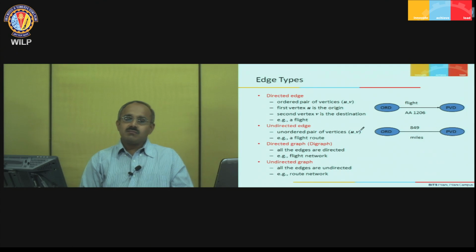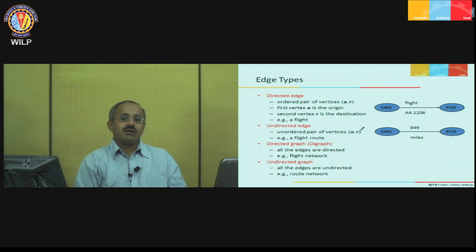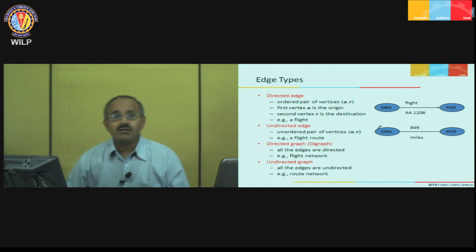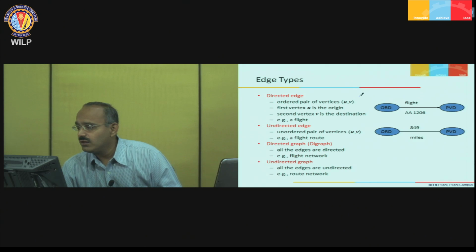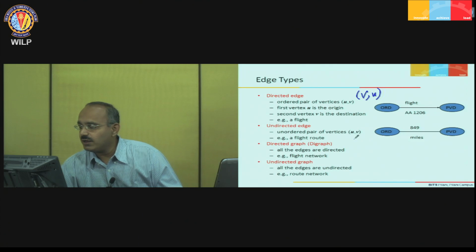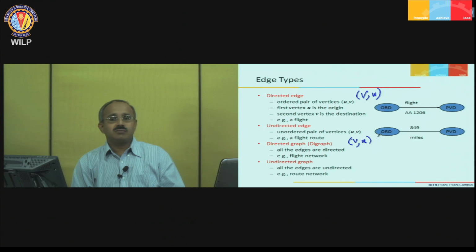Undirected edges are those in which the order of the vertices is not going to matter. So, you have a pair u v where it is not important whether u is written first or v is written first. So, in a directed edge, (u, v) is different from (v, u). In a directed edge, (u, v) and (v, u) are going to have a different meaning, whereas in an undirected edge, u v and v u are going to mean the same, because in an undirected edge the order does not matter.